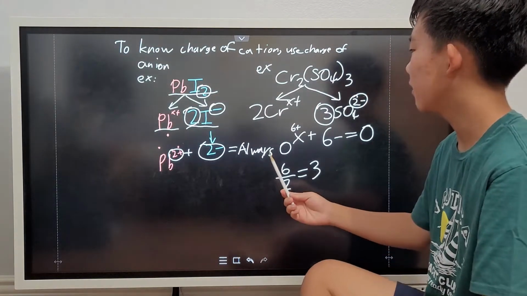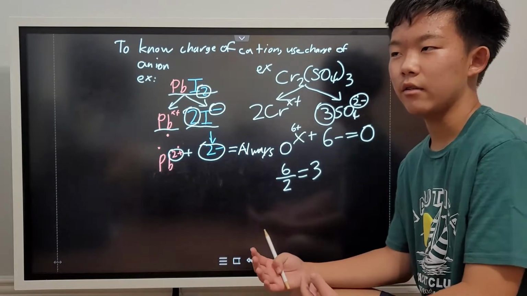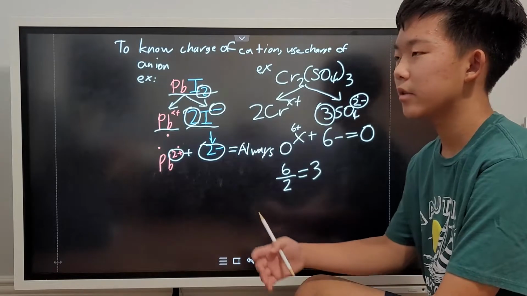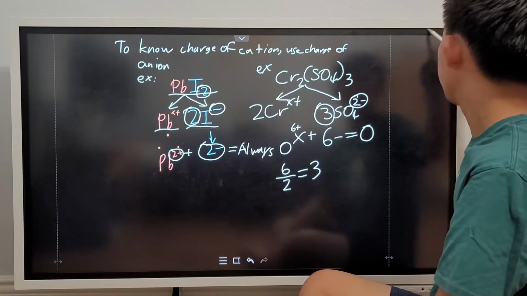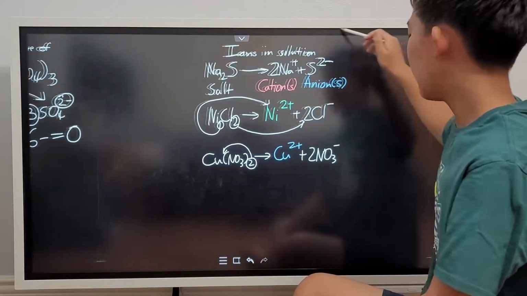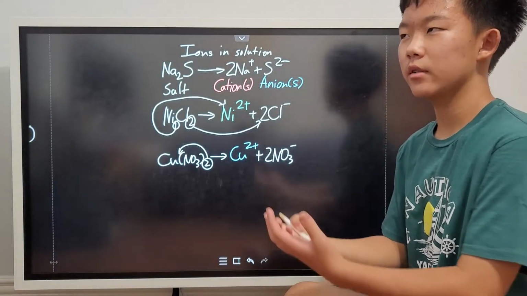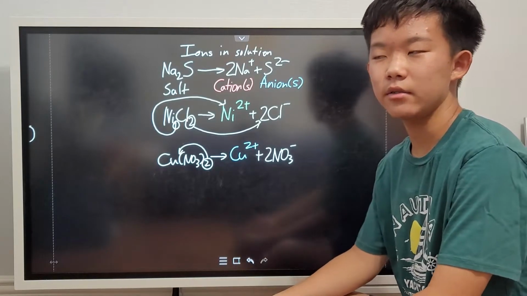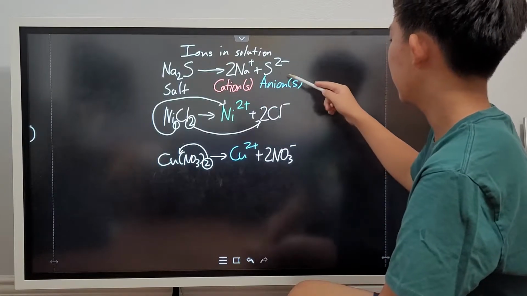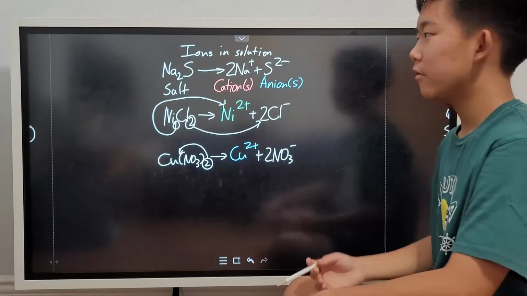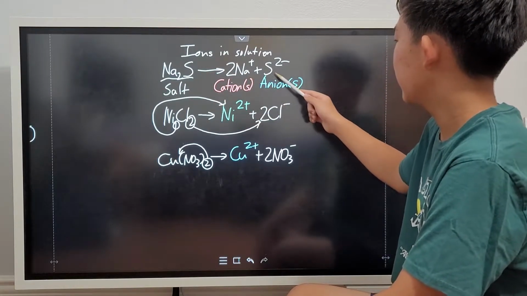So you can already see how to figure out the oxidation state of the cation, even without knowing what it is, just because you know the charge of the anion and have basic knowledge of oxidation states. Let's look at how our ions behave in solution. If we add a salt to some water, let's say distilled water, then the salt will decompose into the cations and the anions. For instance, for my example of sodium sulfide, it will break down into sodium ions and sulfide ions.